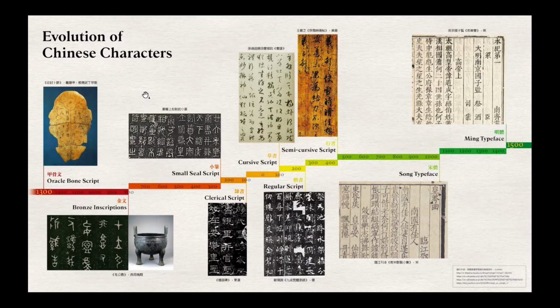Chinese characters have a very long history. Long ago, before 1300 BC, the characters engraved on turtle shells, the oracle bone script, were already very mature Chinese characters. After that, Chinese characters evolved over time, from forms that were hard to recognize to SongTi and MingTi.